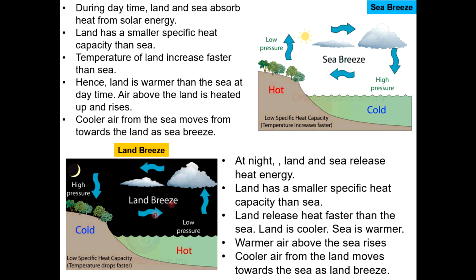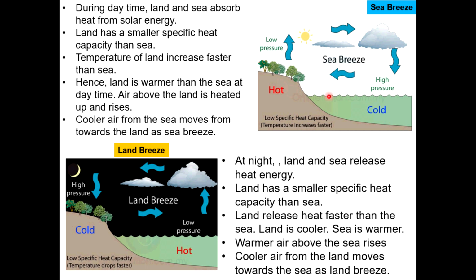The land has smaller specific heat capacity compared to the seawater. During daytime, the land and the seawater will absorb heat. Since the land has smaller specific heat capacity, it will get hot faster. So the temperature of the land increases faster compared to the sea, and the land will be warmer. The air above the land will heat up and rise. So the cooler air from the sea will move towards the land. We call that sea breeze.